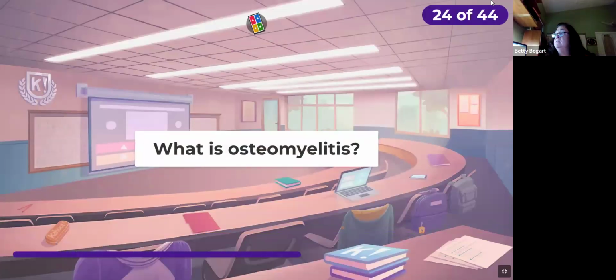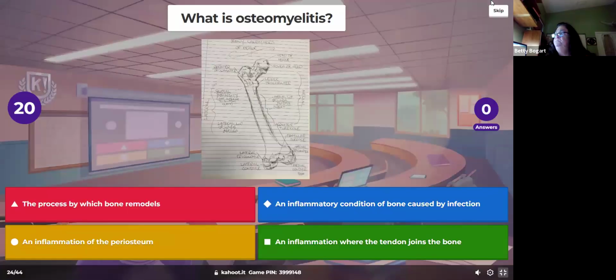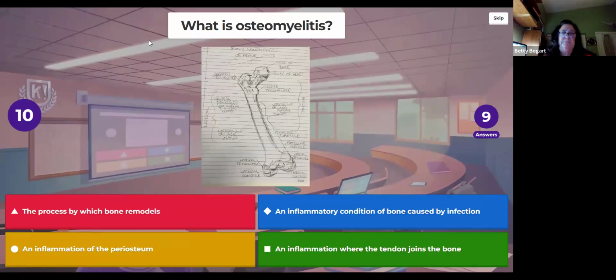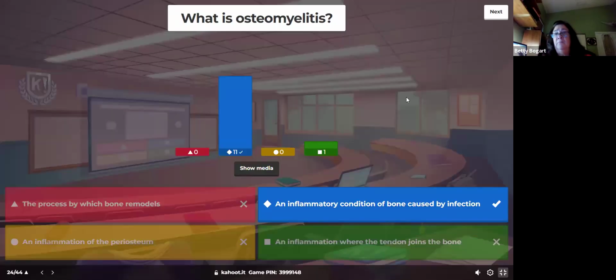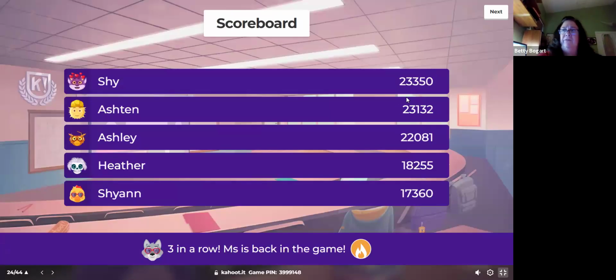What is osteomyelitis? So osteomyelitis is osteo is bone and itis is an inflammation or infection. So it's a bone from infection. Remember, it's usually staph.